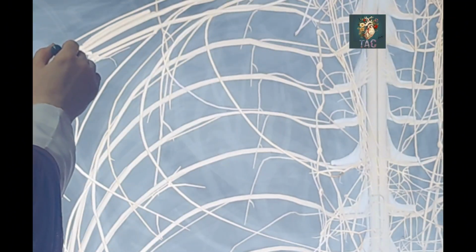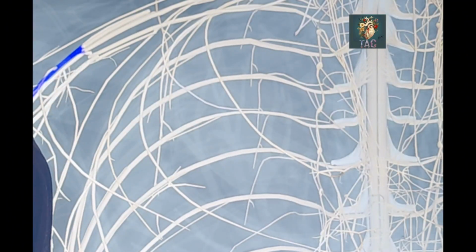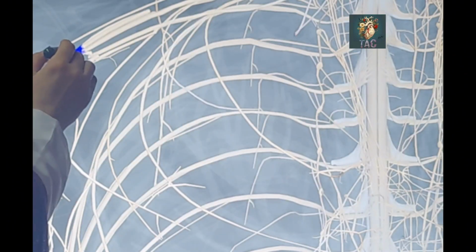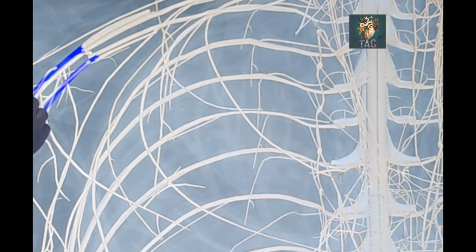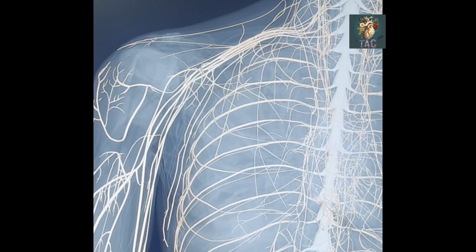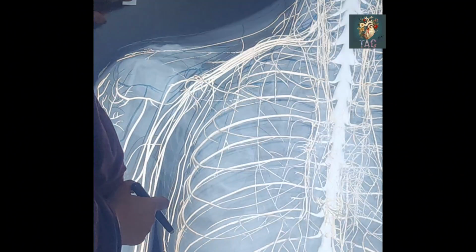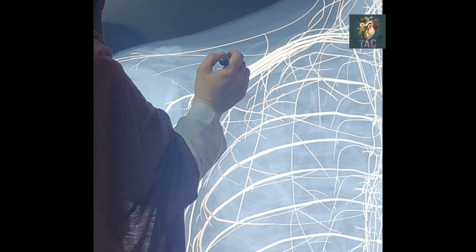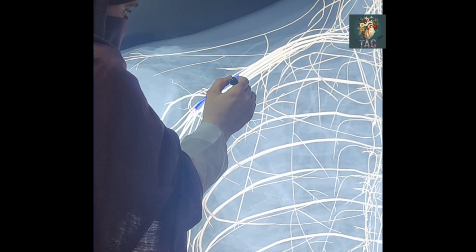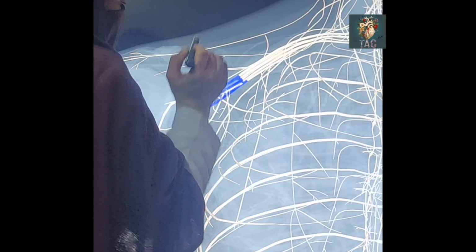So as these trunks divided into different divisions, the anterior division of the superior trunk and the middle trunk join to form the lateral cord. The anterior division of the lower trunk forms the medial cord. Now you can see the different cords which are forming in this video. You can see over here that this one is the upper cord or the lateral cord, this one is the posterior cord, and this one is the medial cord.